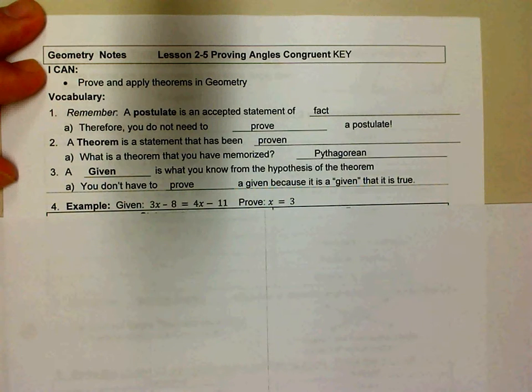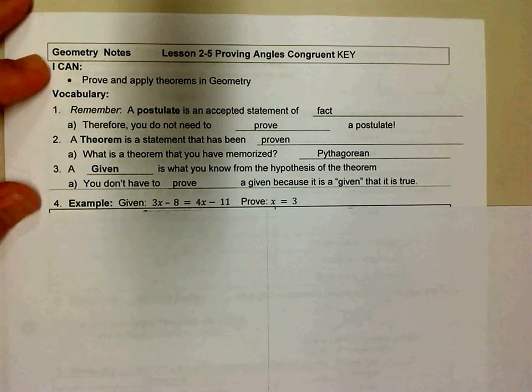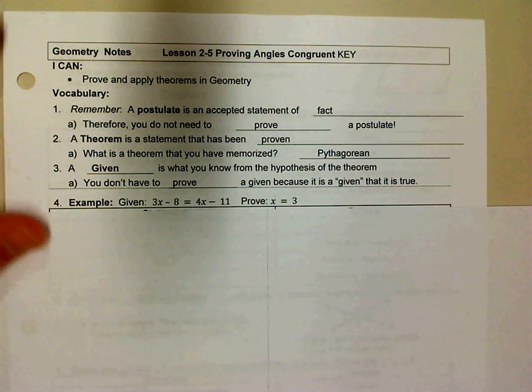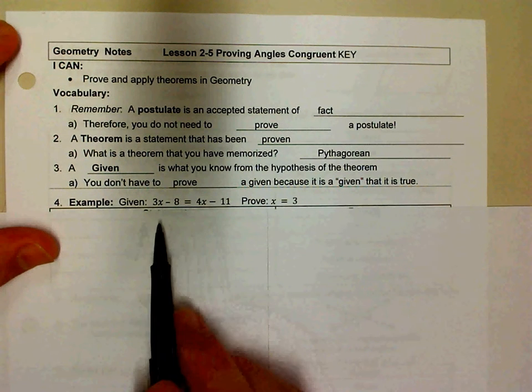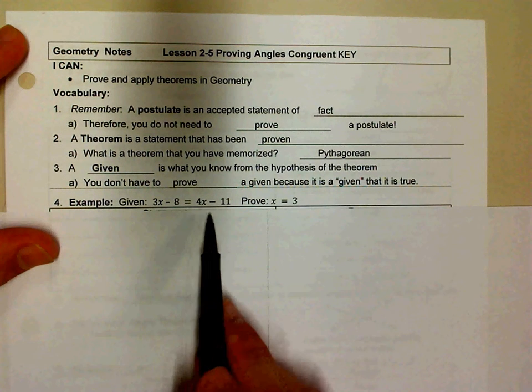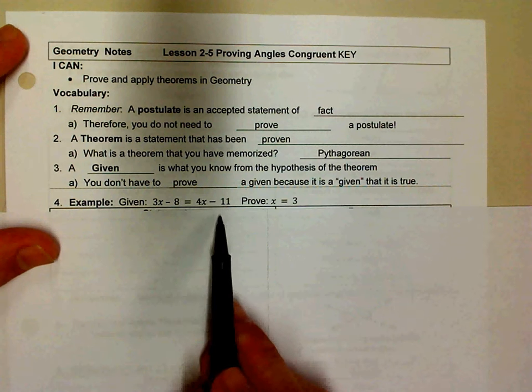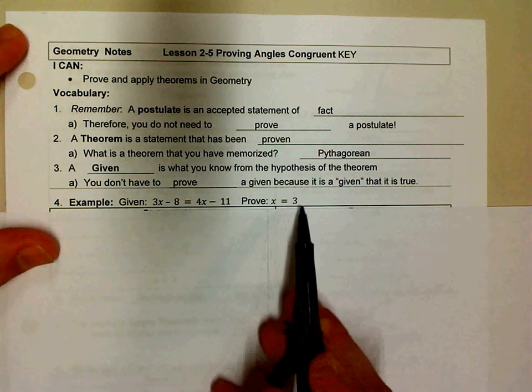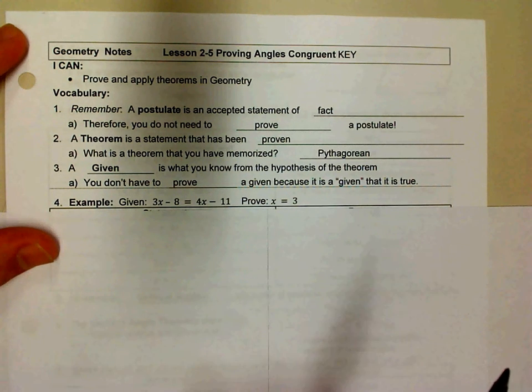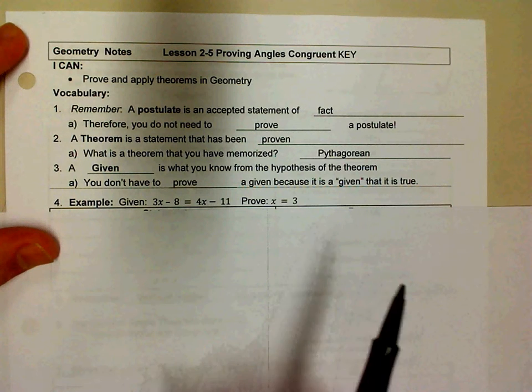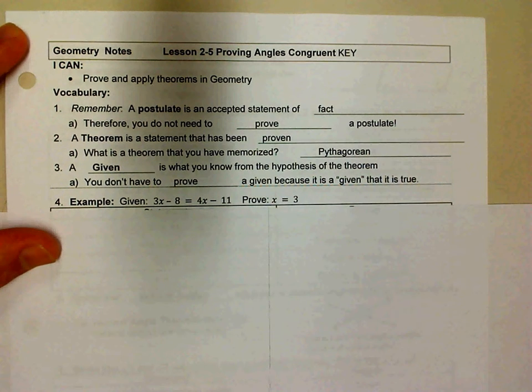Our example that we're going to do first is an algebra proof. If we're given this equation, 3x minus 8 equals 4x minus 11, and someone says, well, prove that x equals 3 in this case, we can approach this by doing a proof.